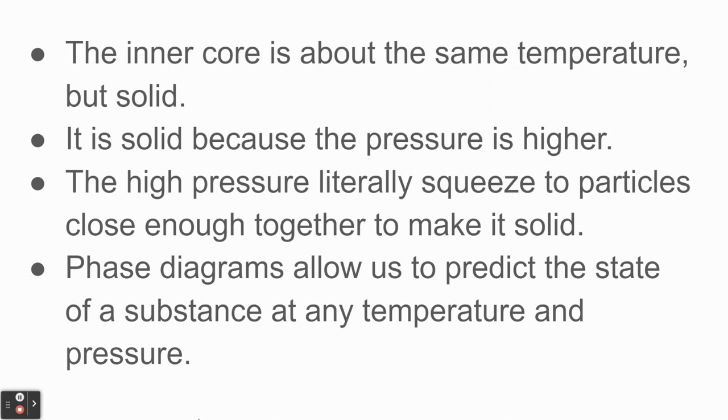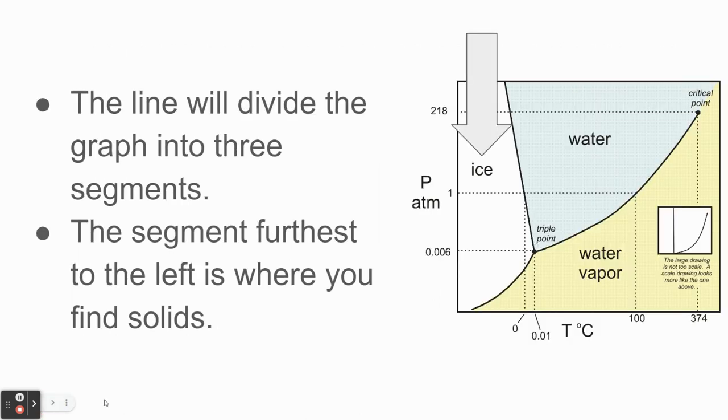And again, these phase diagrams allow us to see what state we would have at pretty much any combination of temperature and pressure. So it's divided into three parts: solid, liquid, and gas. And as I mentioned, the solid part of the phase diagram is the part furthest to the left. That's where you're going to find all your solids. And this one says ice because this is water's phase diagram. But again, it could be any substance, basically solid in this white section.